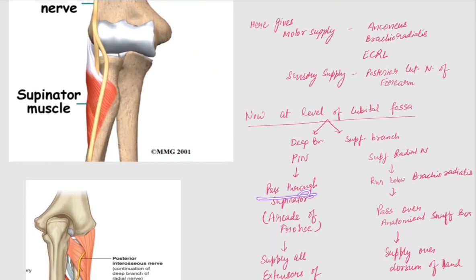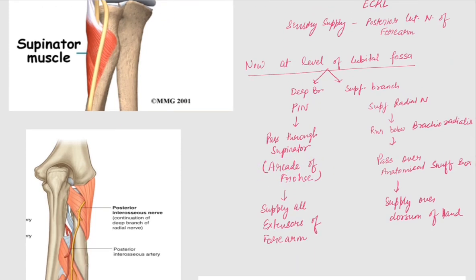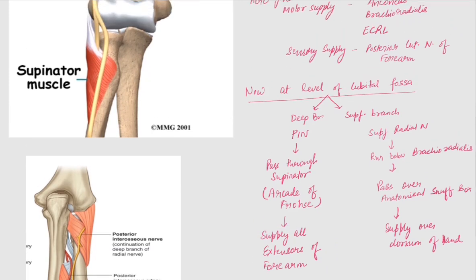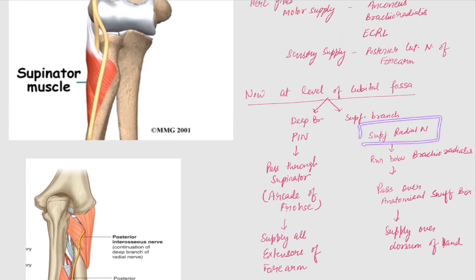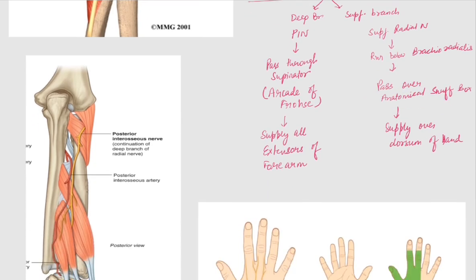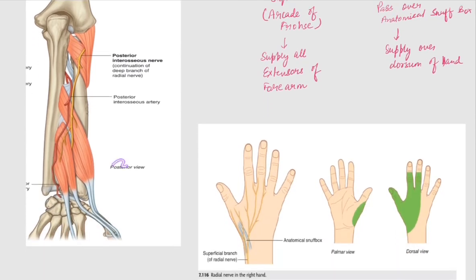It passes between the two heads of the supinator, also known as the arcade of Frohse, and supplies all the extensors of the forearm, while the superficial radial nerve runs below the brachioradialis and above the supinator muscle, and it passes over the anatomical snuffbox and supplies the dorsum of the hand.